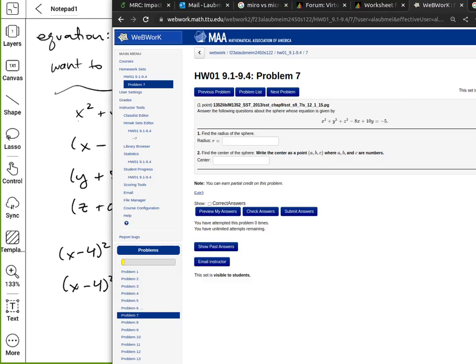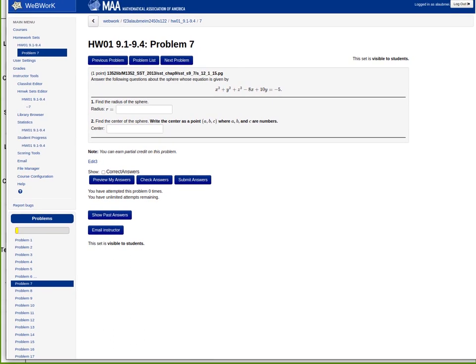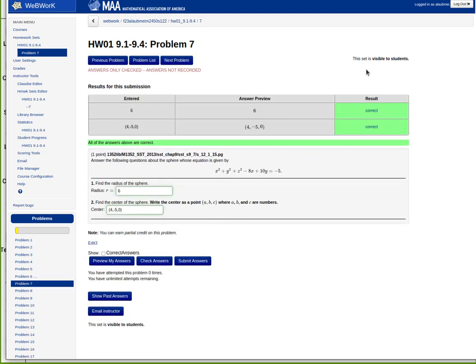And if I go back to my web work, my radius was 6, and my center, I have to do point notation for (4, -5, 0). It asks you to write it as a point like that, where you just put commas between the numbers, but then it's good.